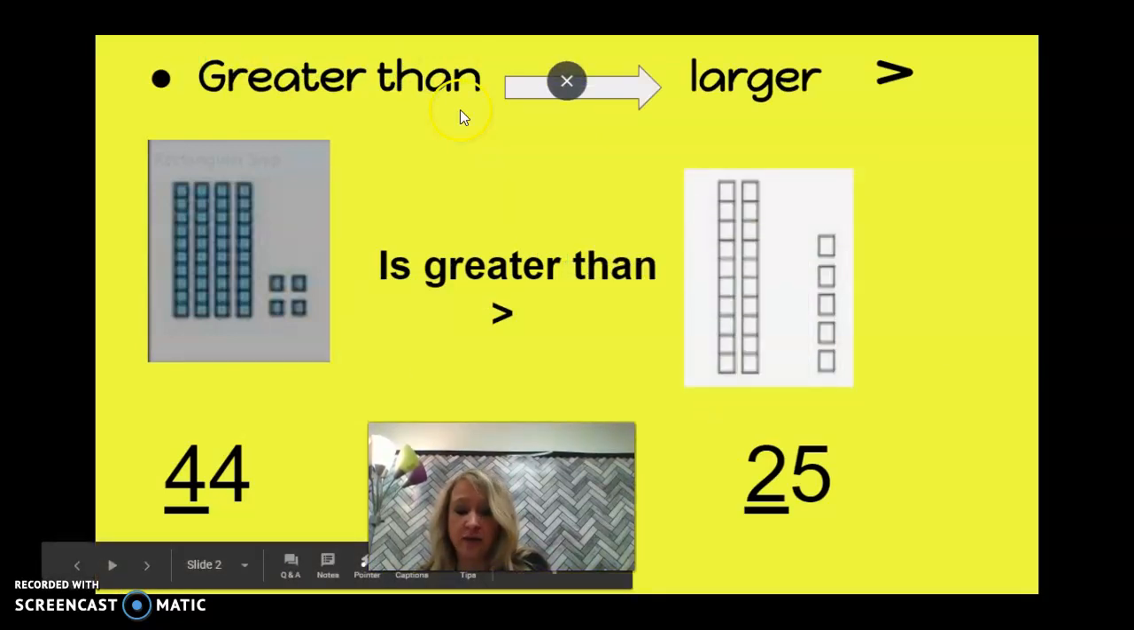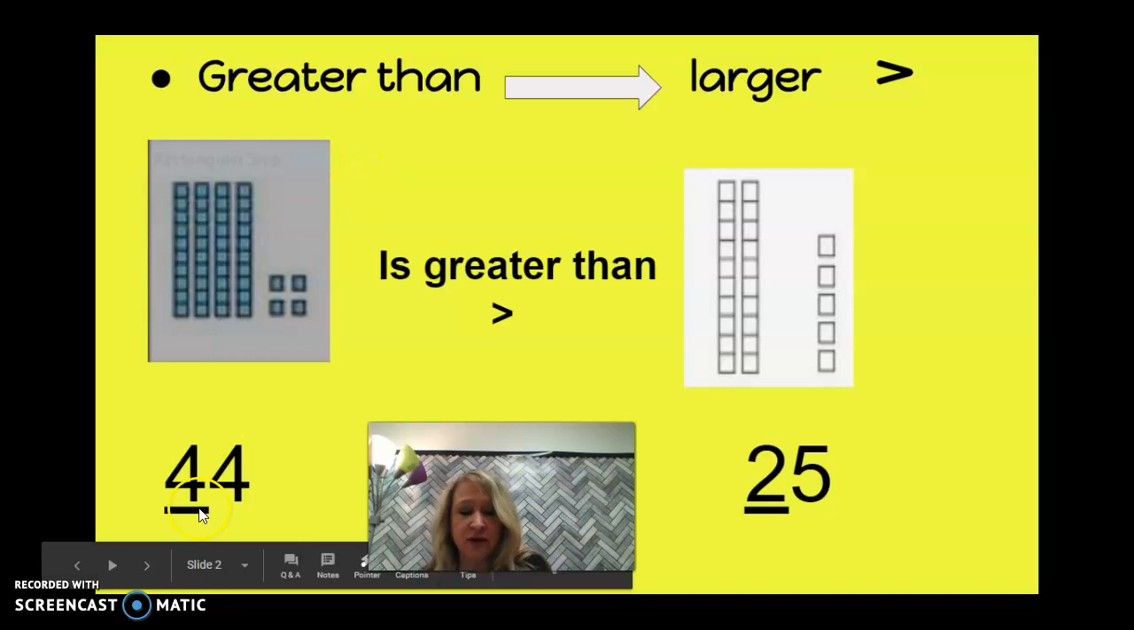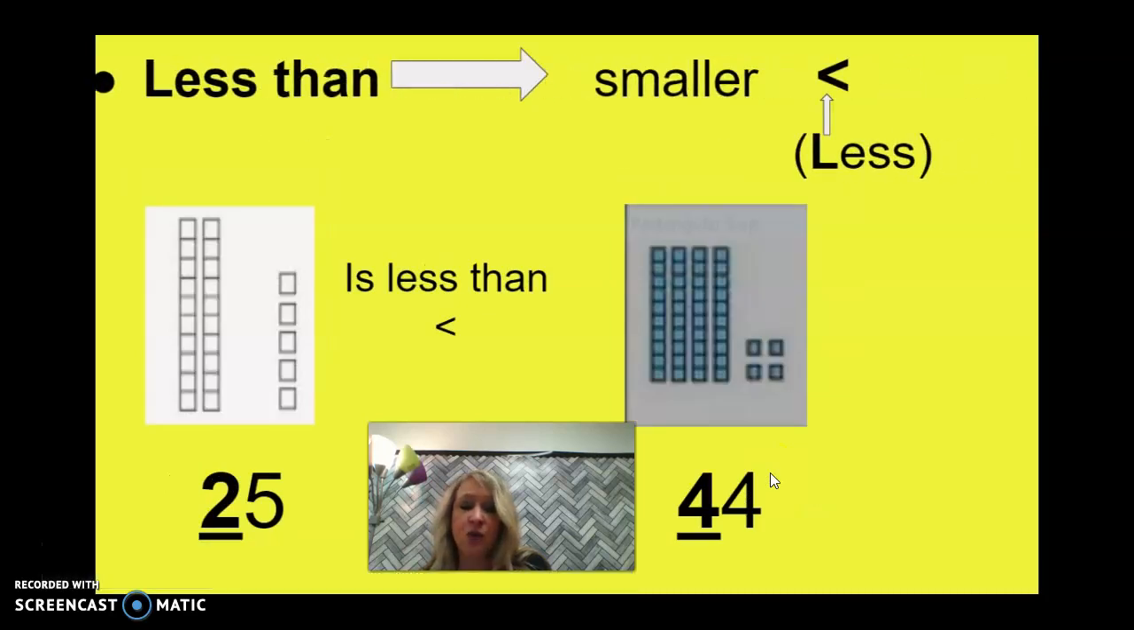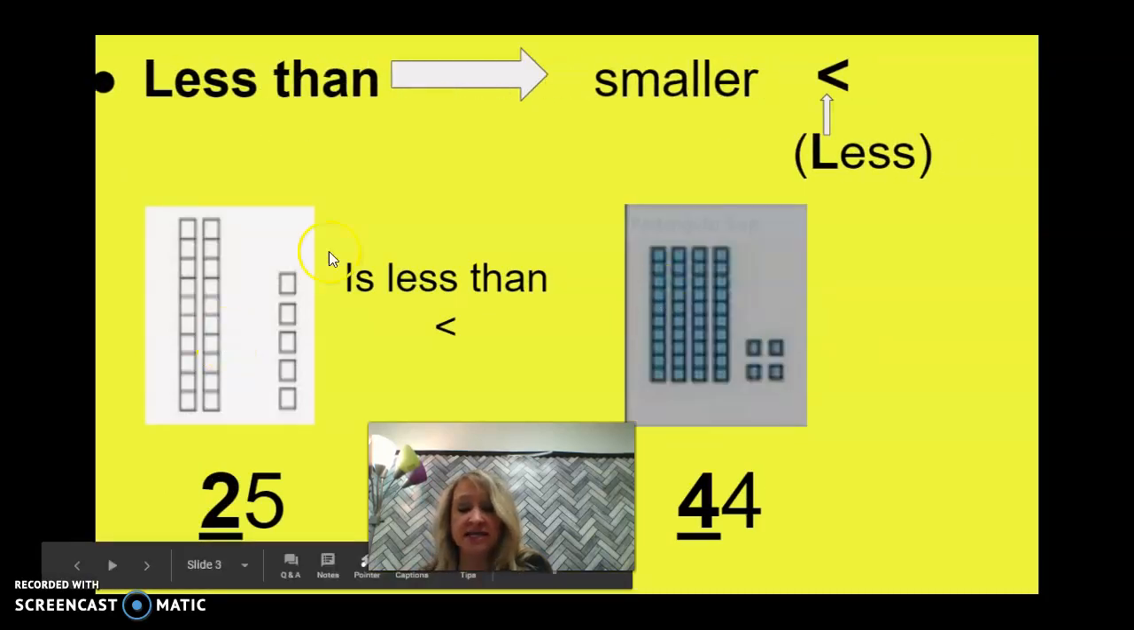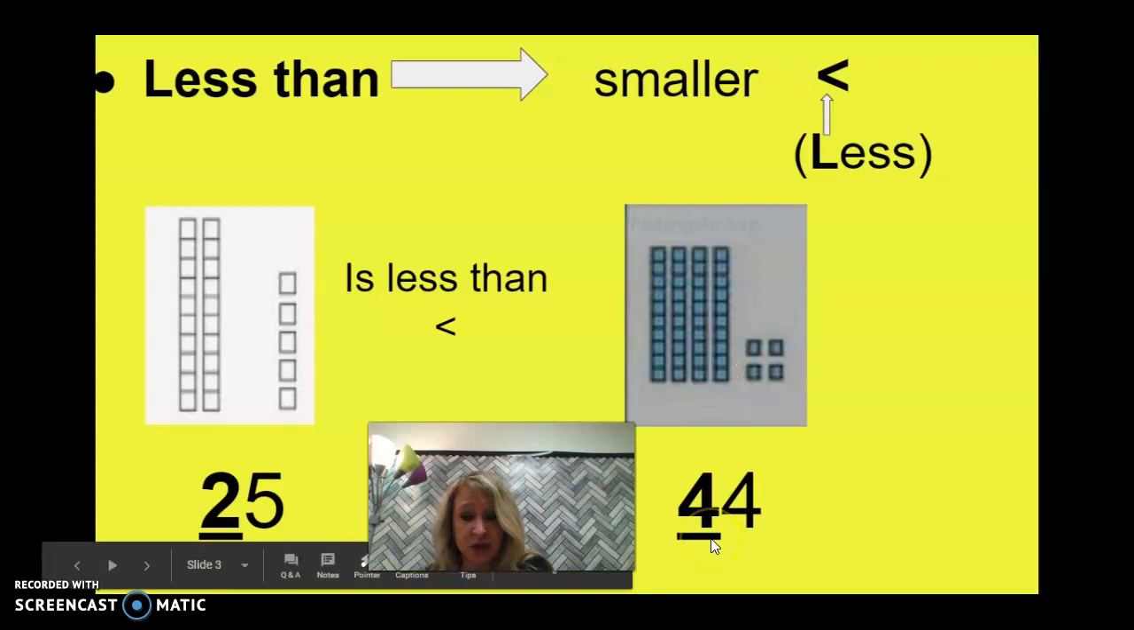We have greater than. Remember, greater than means larger, okay? And we know that 44 is greater than 25 because 44 has 4 tens and 25 has 2 tens. And we know that 25 is less than 44 because less than means smaller. And 25 has 2 tens and 44 has 4 tens.